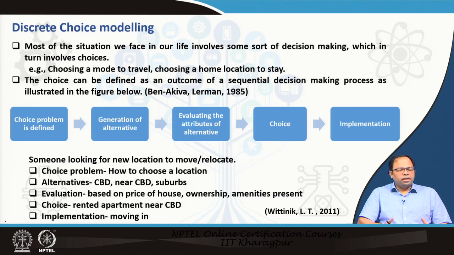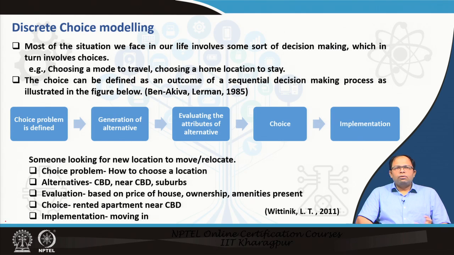For example, in the figure that has been given, first we need to define the choice problem. For example, how to choose a location. Then the generation of alternatives, that means the location could be near the CBD, or it could be in the CBD, or it could be in the suburbs. So these are the different alternatives.